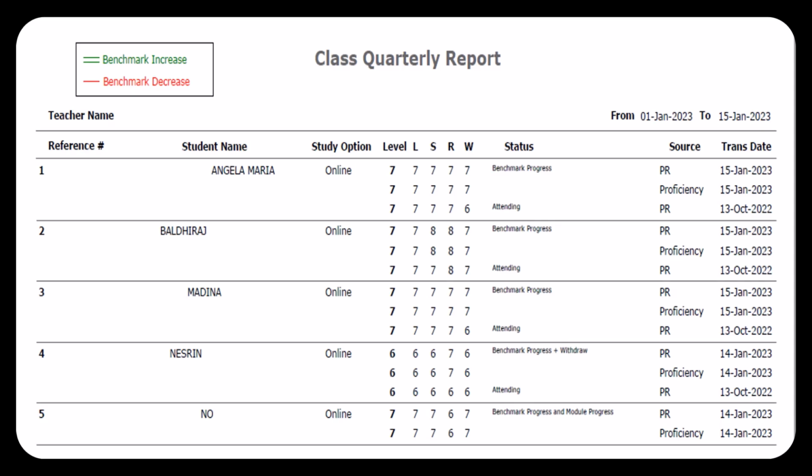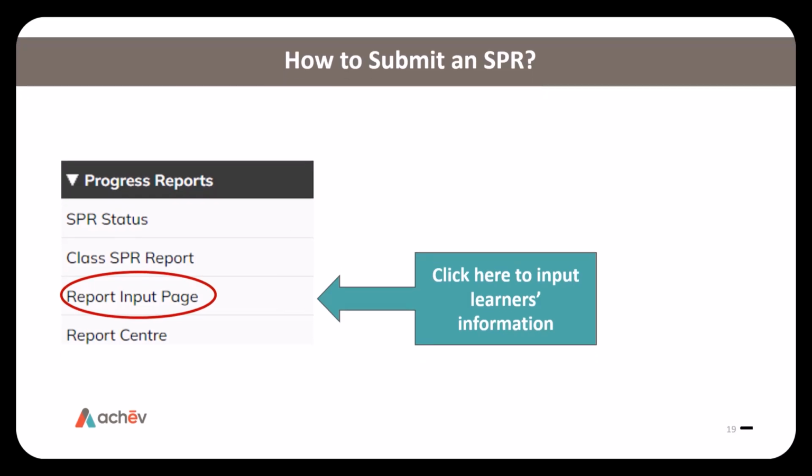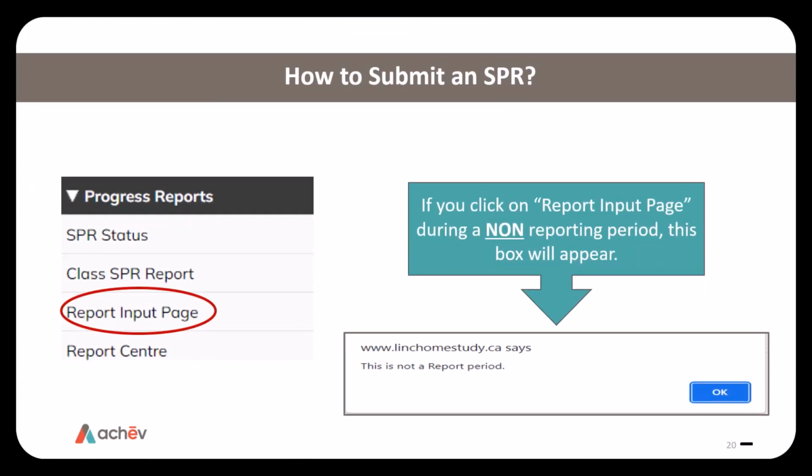How to submit an SPR. So I go down under Progress Reports to Report Input page and click here. Once I click here, if it's a non-reporting period, this box will appear. This is not a report period, and you select OK.